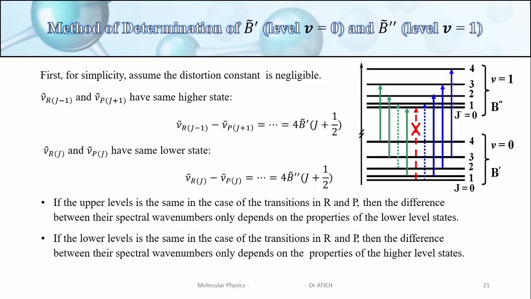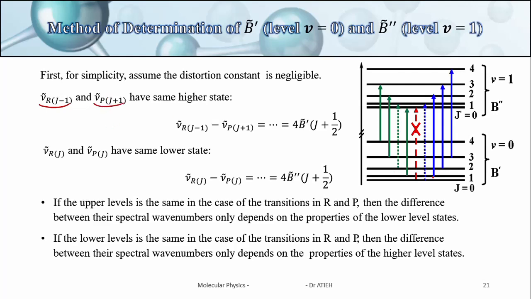Now how to determine the rotational constants b prime and b double prime? B prime corresponds to the vibrational level nu equals 0, and b double prime corresponds to the vibrational level nu equals 1. First, I'm going to assume that the distortion constant d is negligible, neglect d for simplicity. So how to find b prime? We take two wave numbers that have the same higher state. For example, nu r j minus 1 and nu p j plus 1.